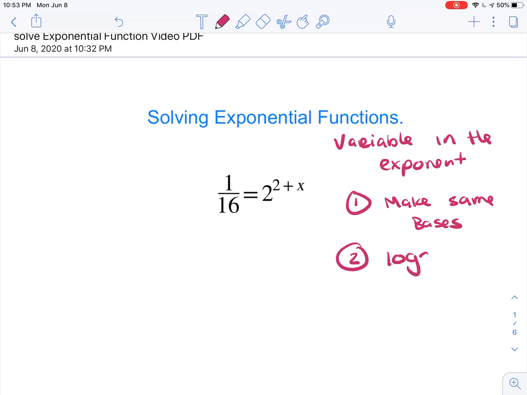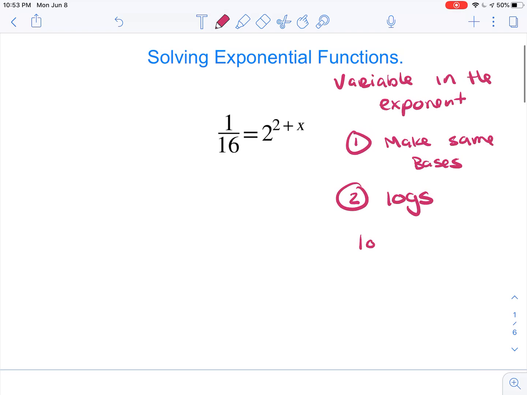Now, if you can't make like bases, you're going to have to use logs. Okay, how do we use logs? Well, just like we solve log equations by rewriting things as exponential expressions, we're going to be doing the reverse. So we're going to have to write your equation as a log. If you remember, anytime we're working with a log, base b of a equal to x, that comes from b to the x equal to a. So instead of working this way, we are going to be working that way.